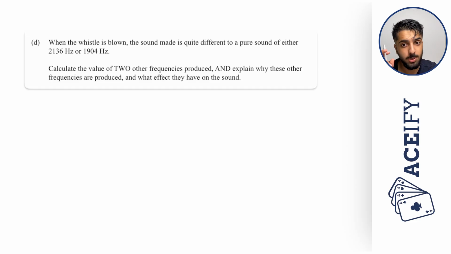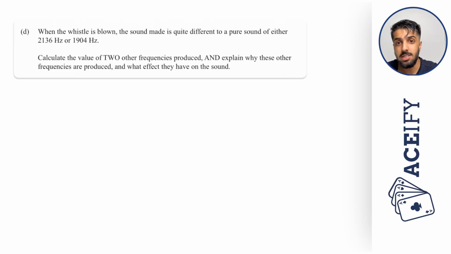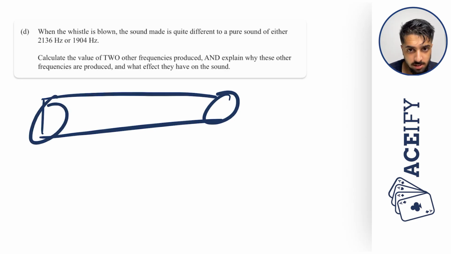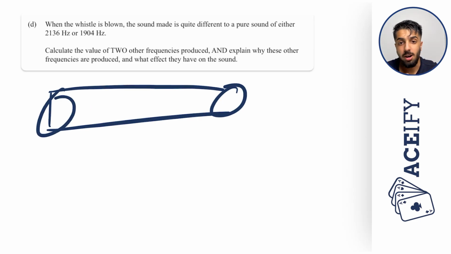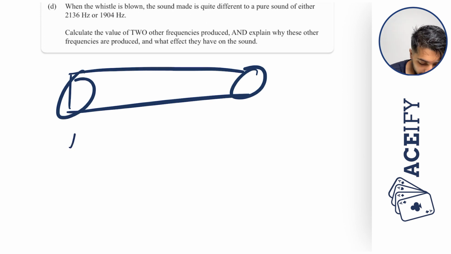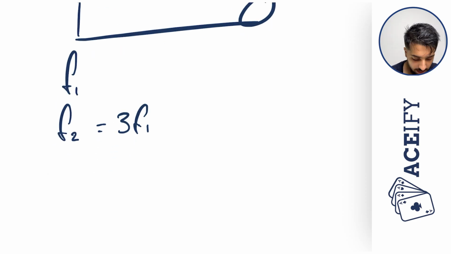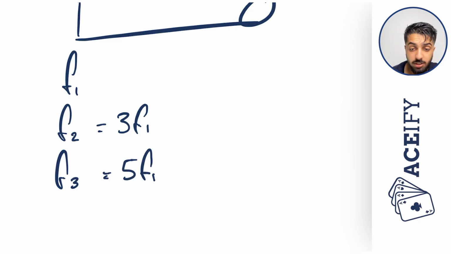Calculate the two other frequencies produced, and explain why these other frequencies are produced, and what effect they have on the sound. Because these are open and closed-ended pipes, meaning we have an open end and a closed end on one side, they only support odd number harmonics. Therefore, if we have the fundamental frequency, which we can call F1, the first overtone, F2, is going to be 3 times the fundamental frequency. And the second overtone, F3, is going to be 5 times the fundamental frequency.